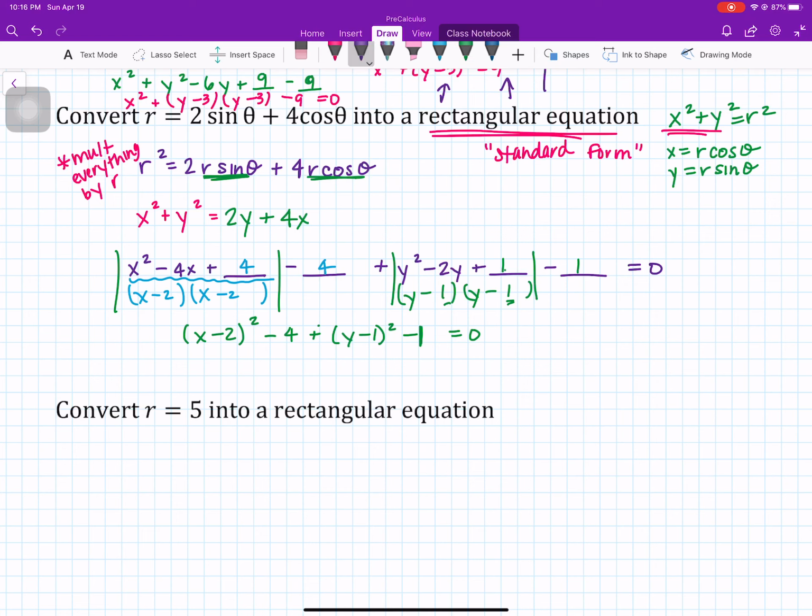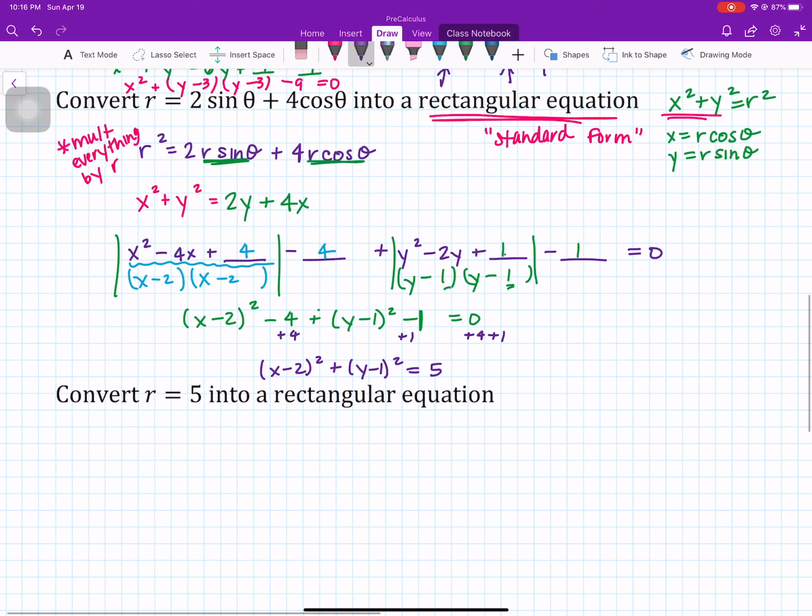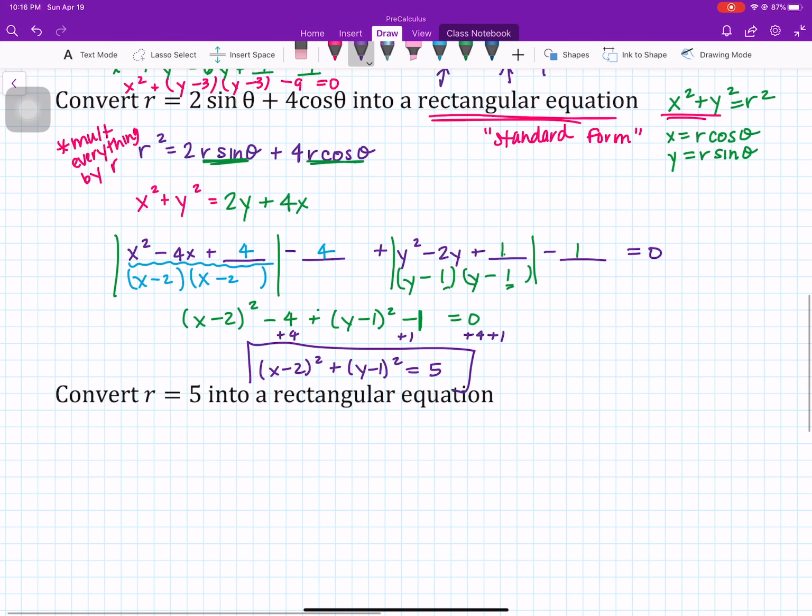So then I can move both of my subtraction terms to the other side. So I have x minus 2 squared plus y minus 1 squared equals 5. And this would be my standard form answer. Again, if it doesn't specify standard form, you can stop right here. So you really just need to pay attention to the directions.